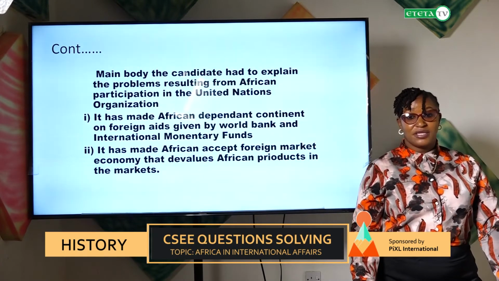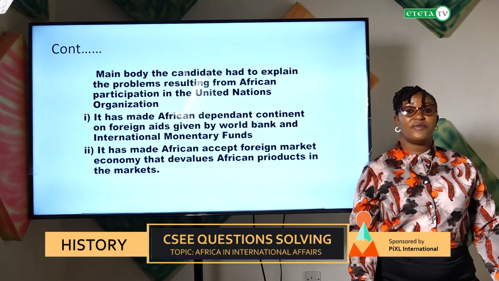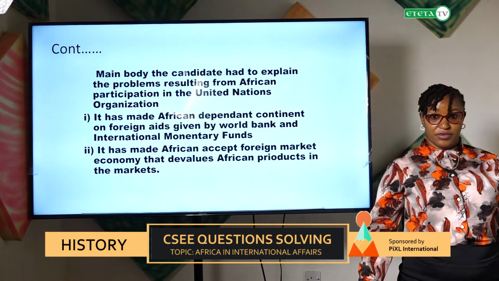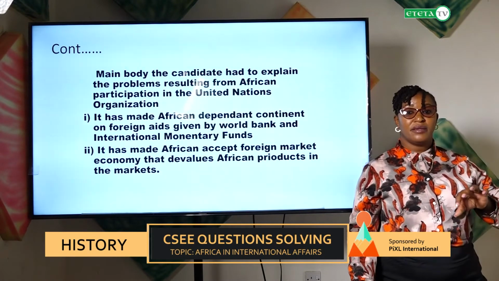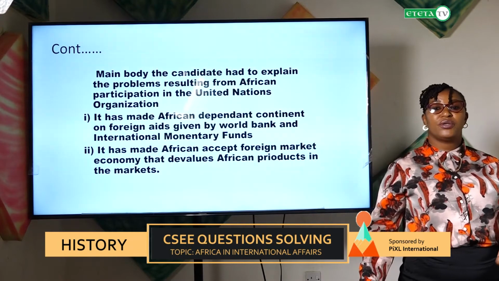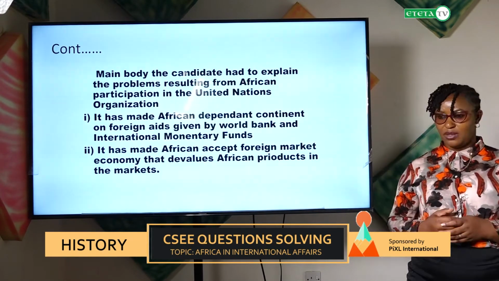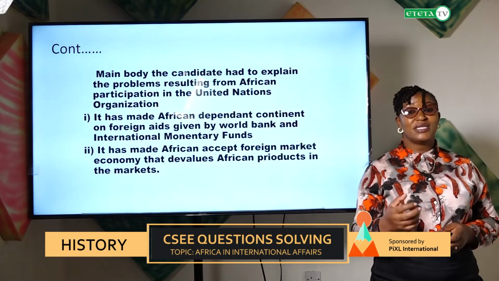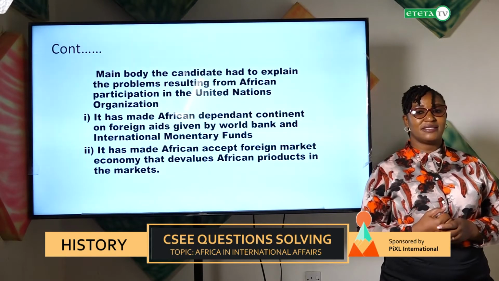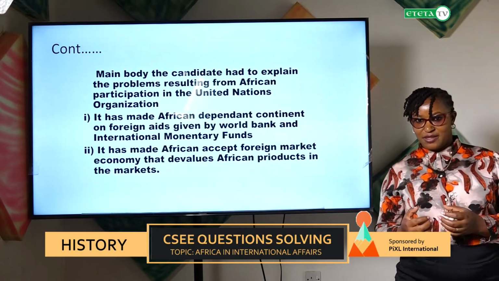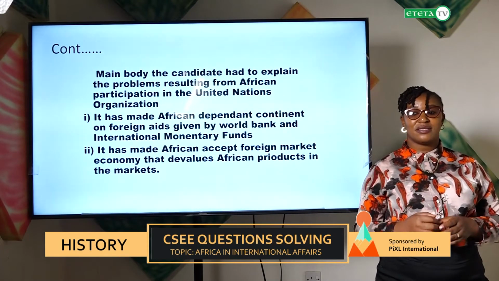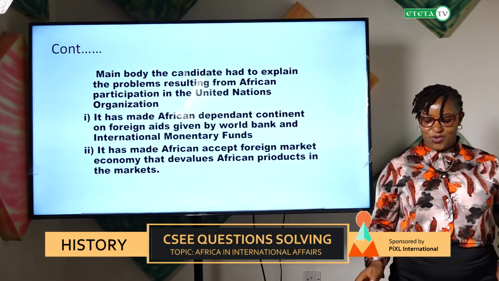Point number 2, it has made Africans accept a foreign market economy that devalues African products in the markets. Many African countries are still in a position of depending on products which have been produced abroad and not within the African continent. And those products produced within the African continent have been devalued, and the United Nations said nothing about it.